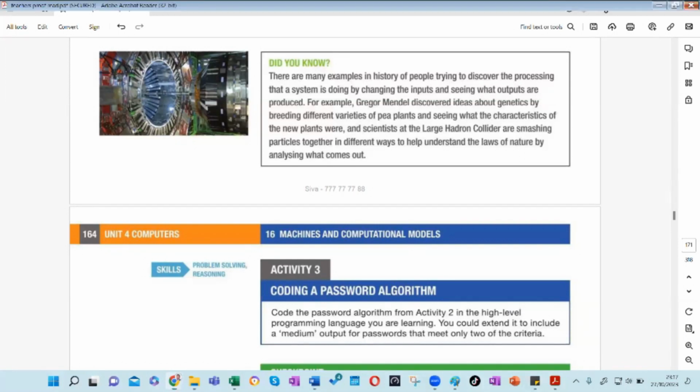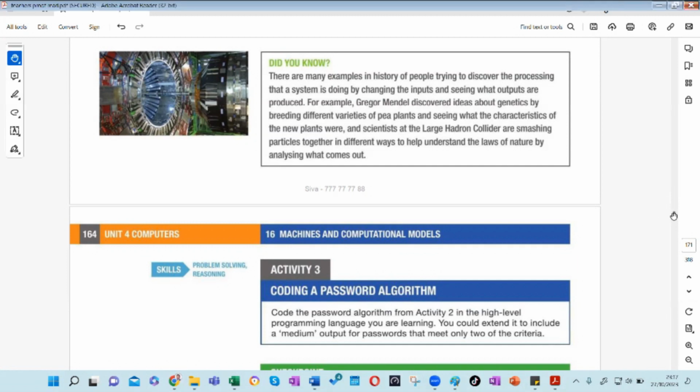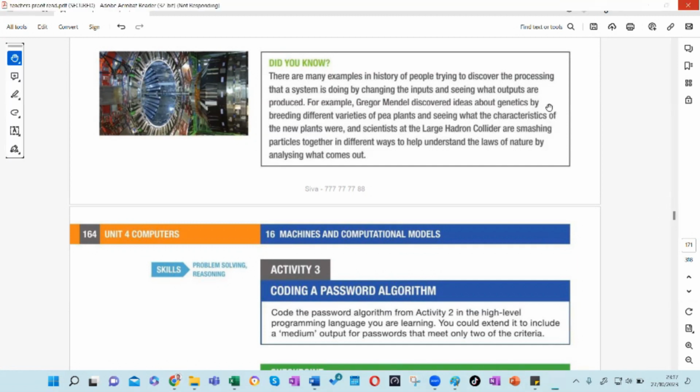So now you can mark in that scheme of work. We were supposed to do chapter 16, 160 to 164, which we have done. So can you mark that?